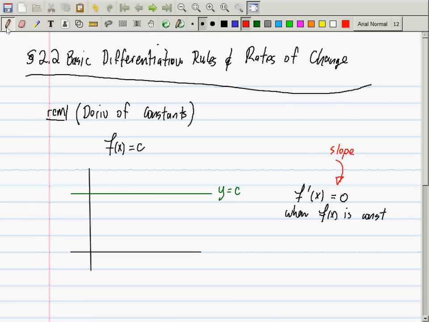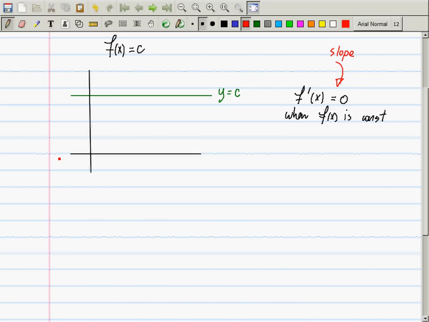Okay, now just as an intermediate remark for notation, it is very frequent to denote the derivative of f of x like this, with this notation. That is to say, f prime of x is d dx of f of x.